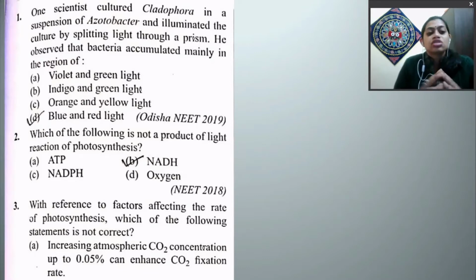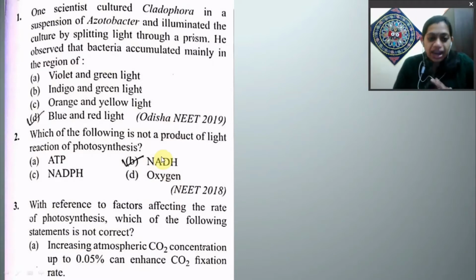Next is: which of the following is not a product of light reaction of photosynthesis? ATP, NADPH, oxygen and NADH. So NADH light reaction में produce नहीं होते हैं, so this is the right answer.